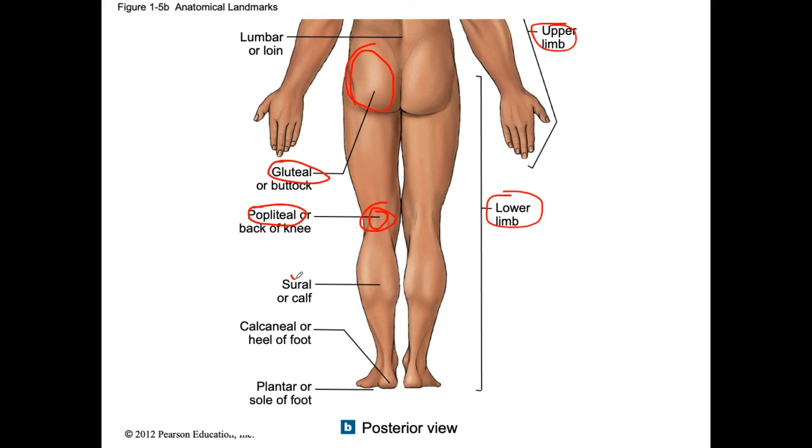The calf is called sural. The heel is called calcaneal. And the bottom of the foot is called the plantar surface. So plantar refers to foot, palmar refers to the palm of the hand.